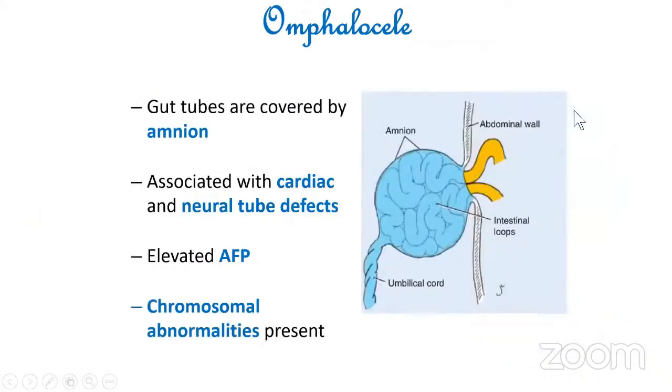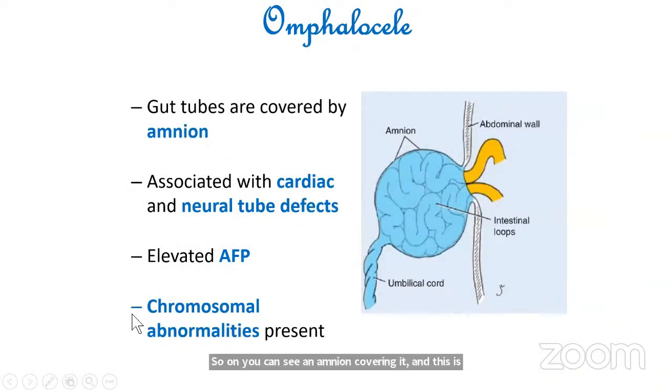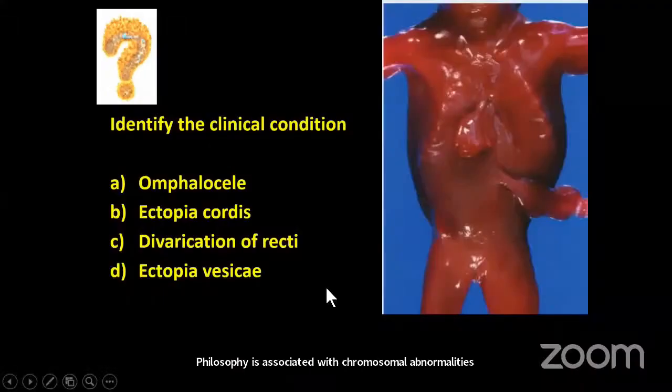In omphalocele, you can see an amnion covering it. This is a condition where you get chromosomal abnormalities. For gastroschisis, you won't get chromosomal abnormalities. So in an MCQ, you can get that which is associated with chromosomal abnormalities. So omphalocele is associated with chromosomal abnormalities and elevated AFP. So identify the clinical condition.